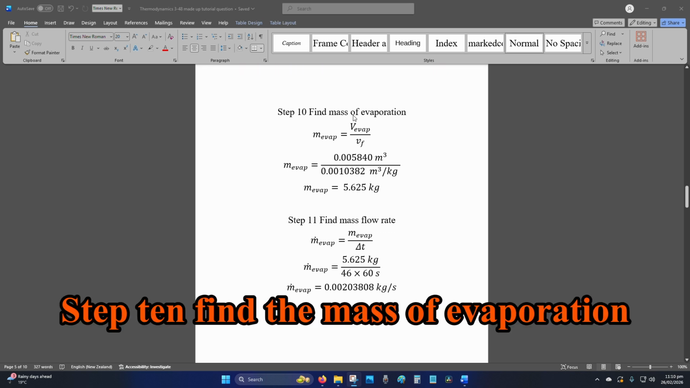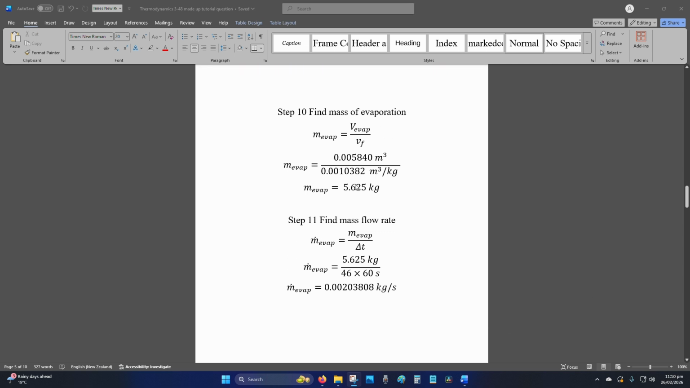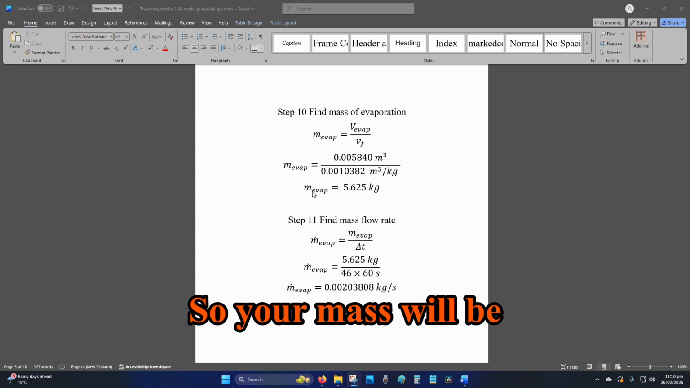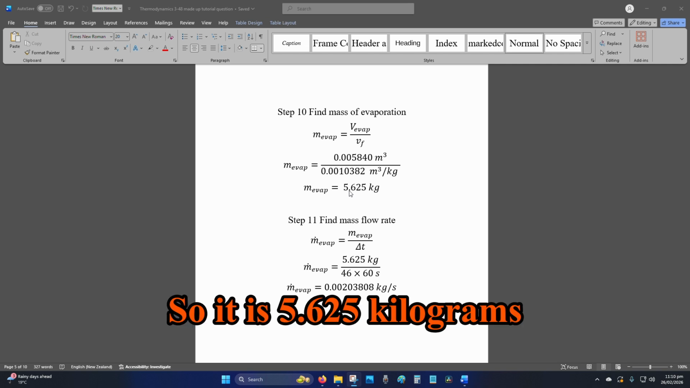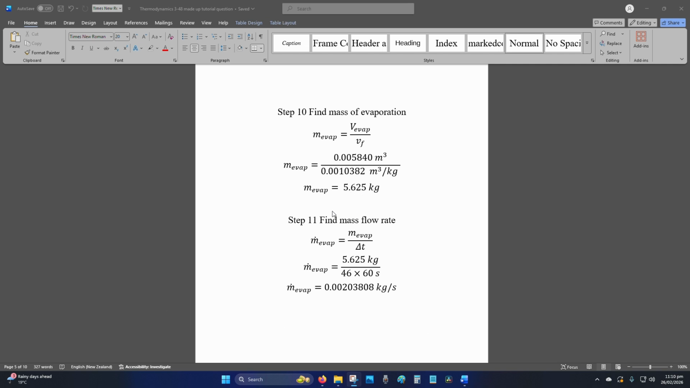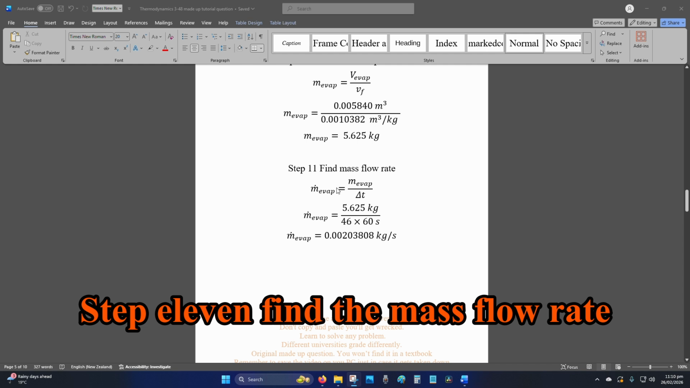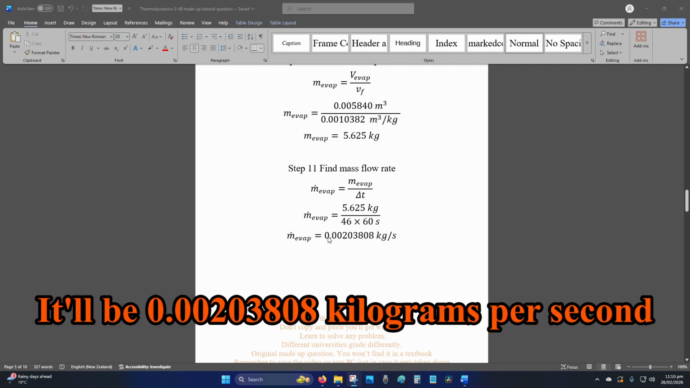Step 10, find the mass of evaporation. So your mass will be slightly different, but very similar still. So it is 5.625 kilograms. Step 11, find the mass flow rate. It'll be 0.00203808 kilograms per second.